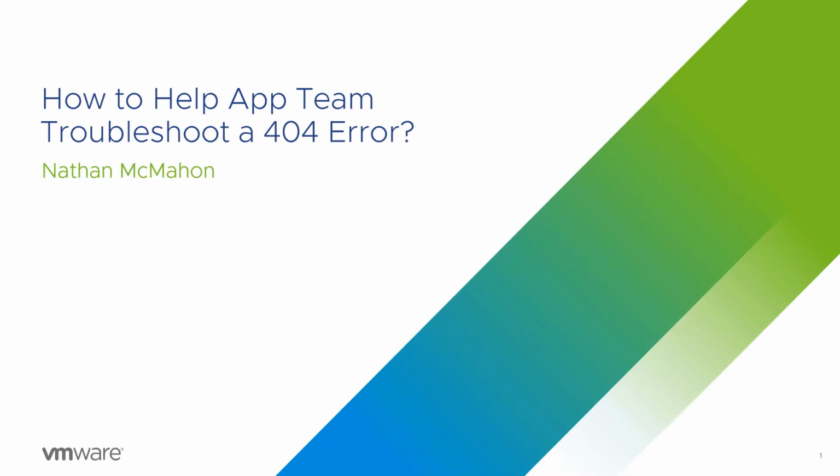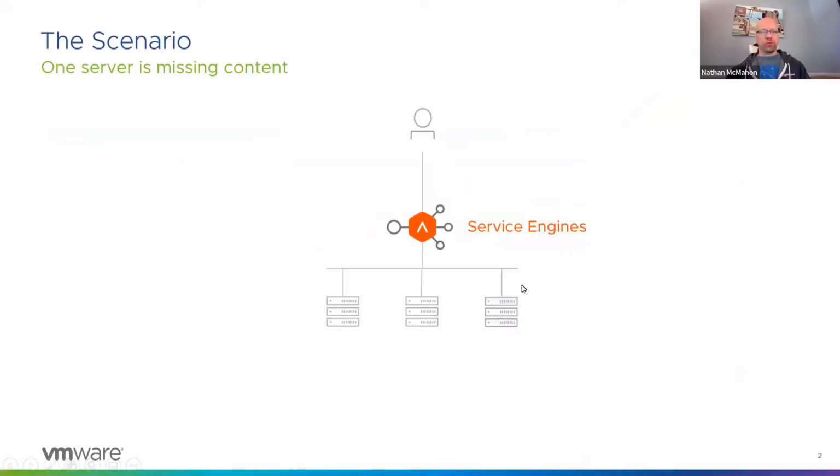During this episode, we're going to go over how to troubleshoot intermittent errors, such as 404 errors being sent out by the server. So in our scenario here, we've got three different servers that are being load balanced behind a service engine, and the service engine is receiving requests from this client. As requests come in from the client, server one is sending out a 200 OK, server two is sending out a 200 OK, and server three is not.